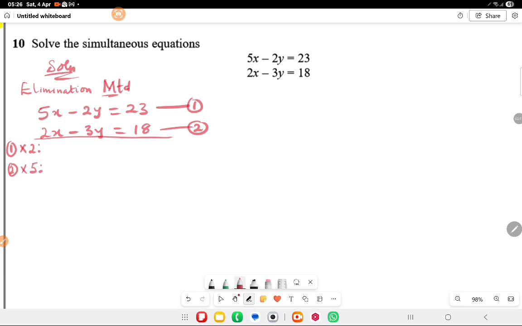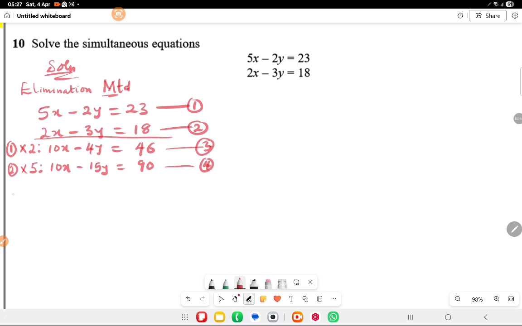When we do that, 2 times the whole of 1, we have 2 times 5x gives us 10x. 2 times minus 2y gives us minus 4y, equal to 2 times 23 gives us 46. We call this equation 3. And 5 times equation 2: 5 times 2x gives us 10x, 5 times minus 3y gives us minus 15y, and 5 times 18 gives us 90. We call this equation 4.